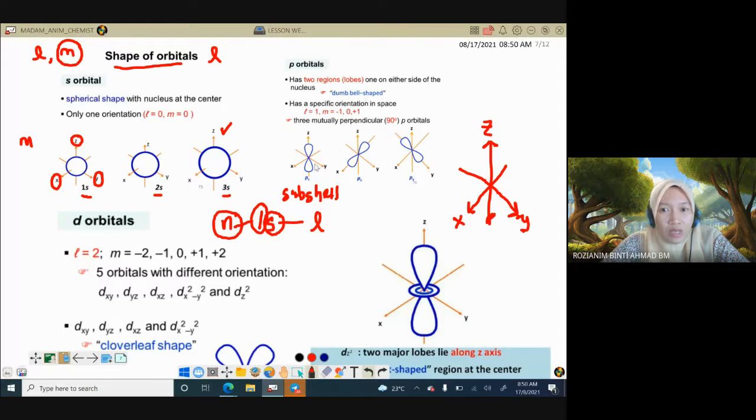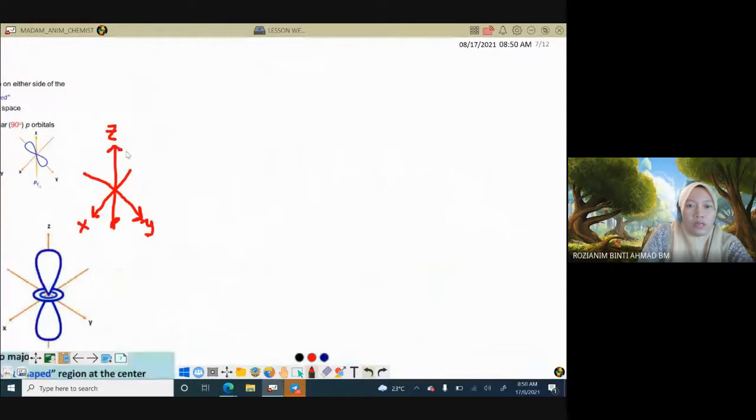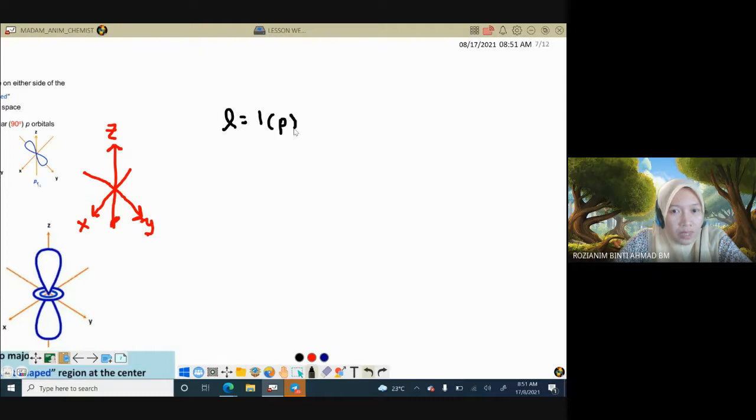So kalau kita tengok dekat sini, saya lukis lain, saya tunjuk ni dulu. PZ bermaksud dumbbell itu berada pada paksi Z, PX berada paksi X, and PY dia berada paksi Y. Contoh, saya lukis hands on. So, macam mana kita nak lukis? If L you have is equal to 1, so we know that the shape is P. So, kita nak tahu berapa banyak orientation ataupun berapa banyak orbital wujud, dia berdasarkan value of M.